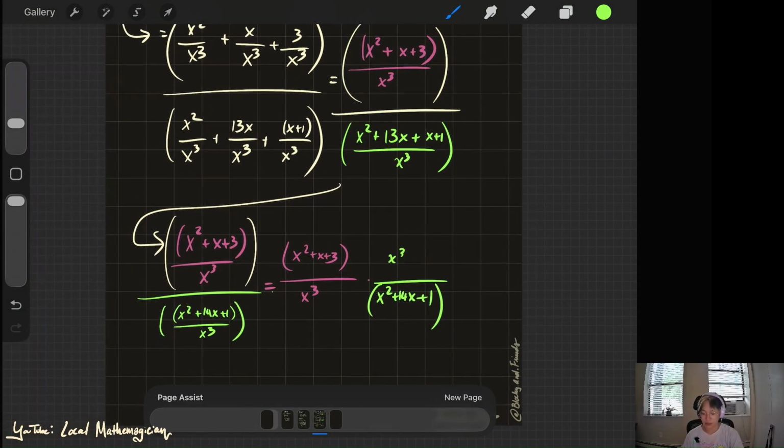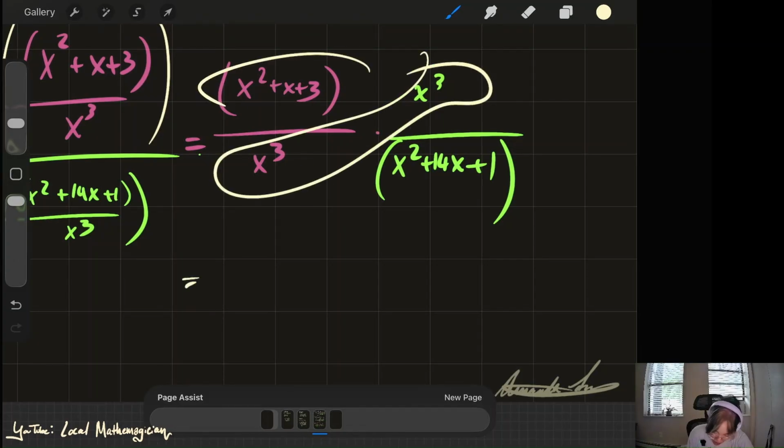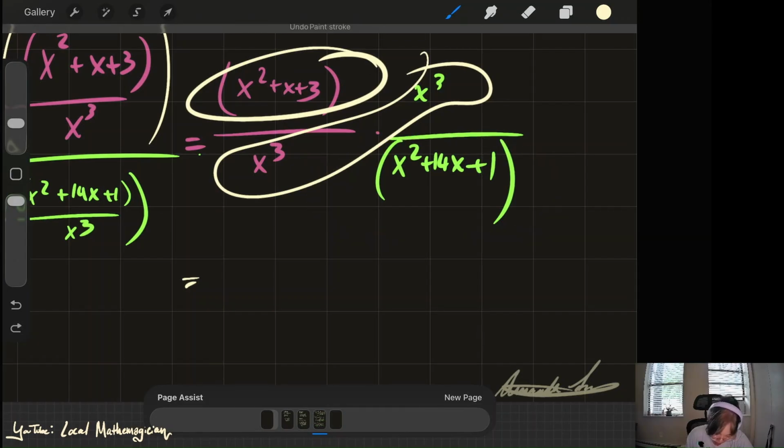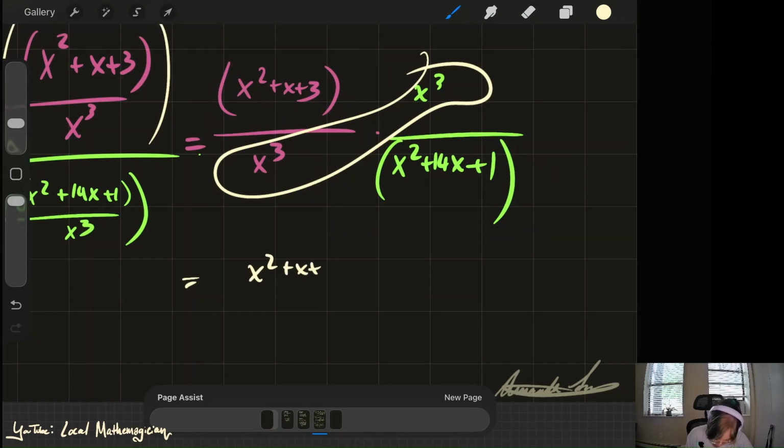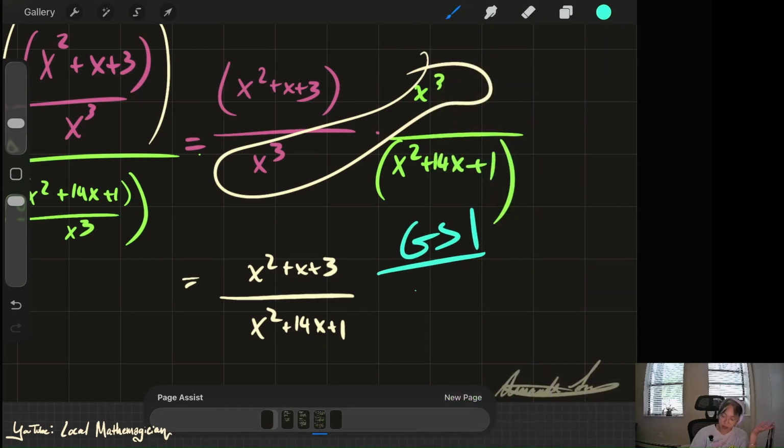Now, you see, oh, these cancel out. So we're just left with this numerator and this denominator. x squared plus x plus 3 all over x squared plus 14x plus 1. And I'm going to make you tell me whether it's necessary to simplify any further. Is there any way to simplify further? Why or why not? Okay, so Gradescope. Can this be simplified further?